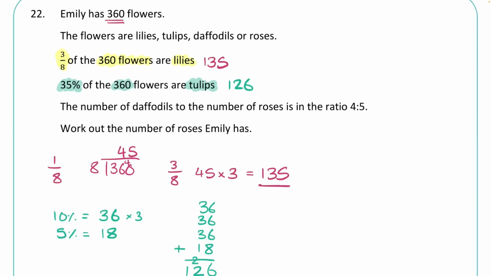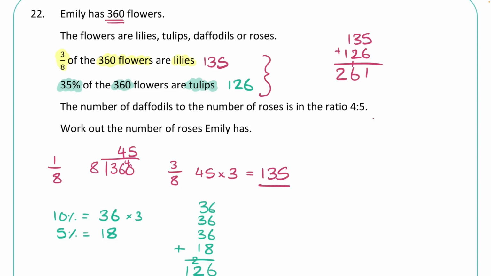are in the ratio 4:5. So if we add these two together, let's see how many lilies and tulips that we have. So 135 plus 126. Just realised we put a 6 there. Let's change that. 135, 126. That's 11. 3, 4, 5, 6. 261 out of the 360.